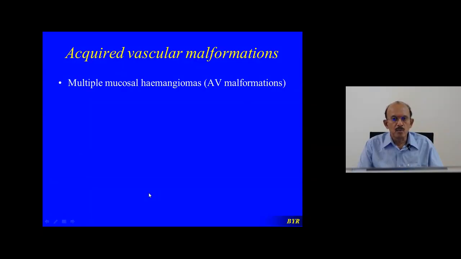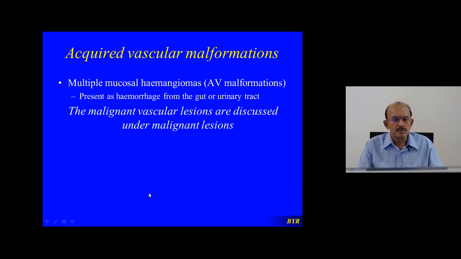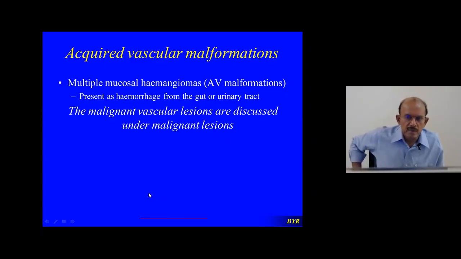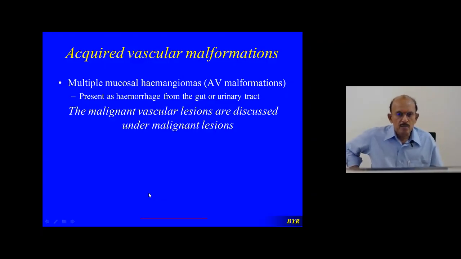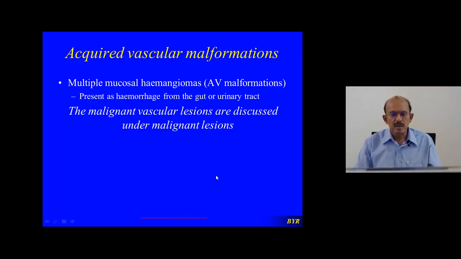Then multiple mucosal hemangiomas are AV malformations. They present as hemorrhage from the gut or urinary tract, because if this hemangioma is there on the mucosa of the alimentary tract, the patient will manifest with melena. If they are there in the urinary tract, the patient's urine will be having hematuria. So these are the benign acquired vascular malformations. There are malignant vascular malformations, but they are discussed in the topic on malignant lesions.